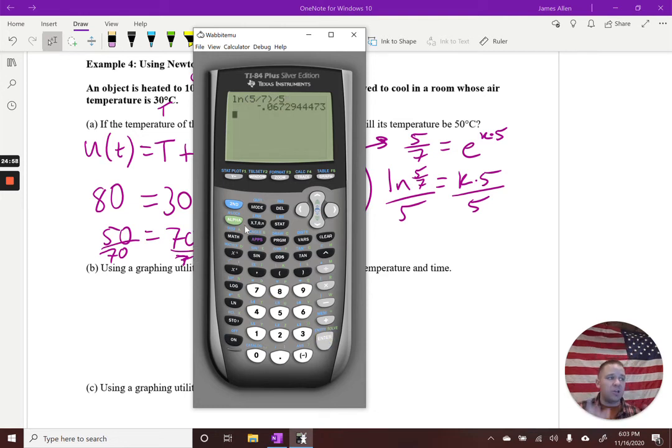That makes sense, right? It should be negative. Now I do want to store this. Oops, not alpha yet. My bad. Store. Got ahead of myself. Alpha. I'll store it as my K value. Hit enter. All right. Now it's in there.